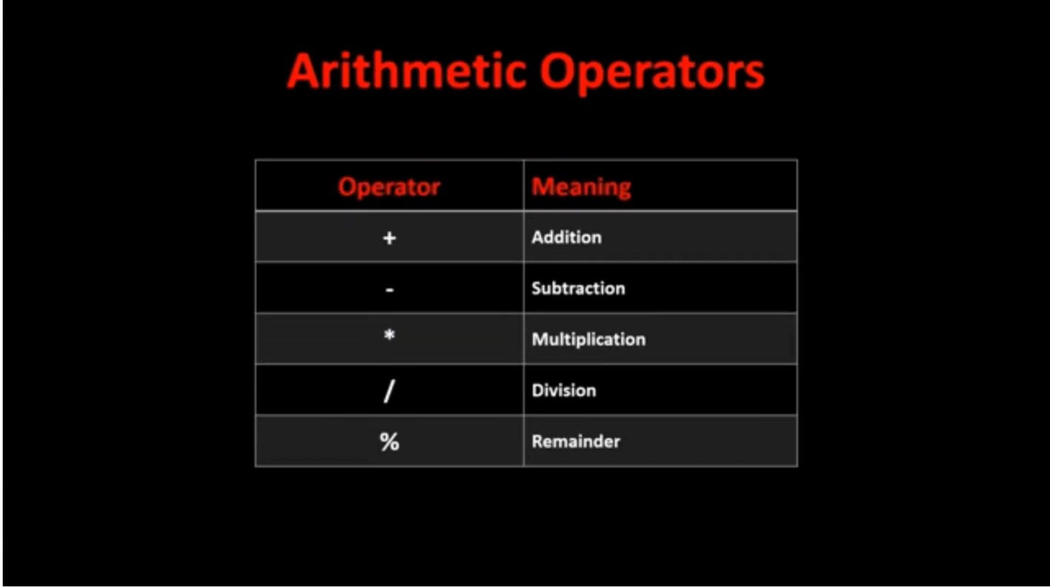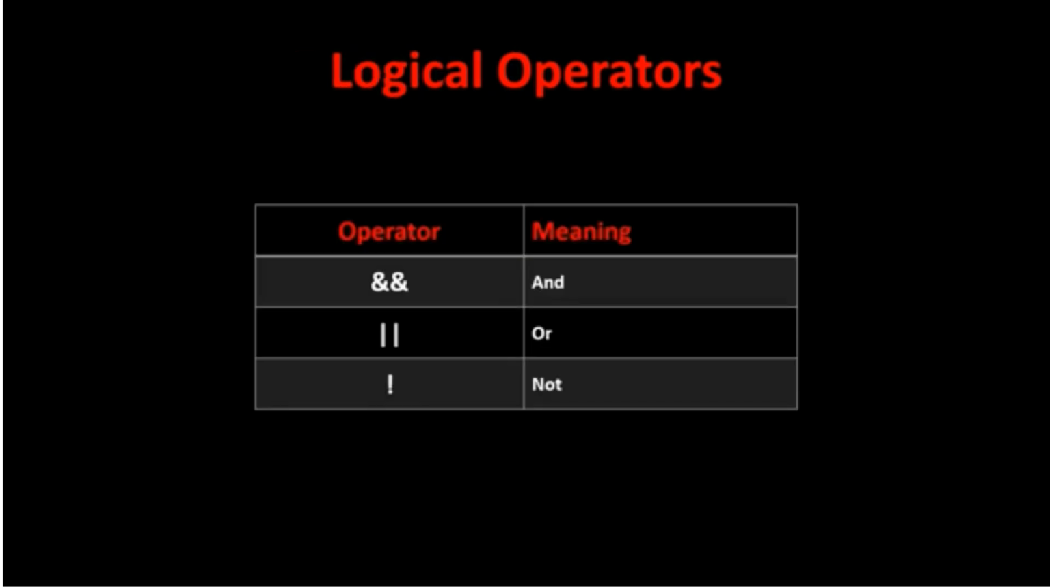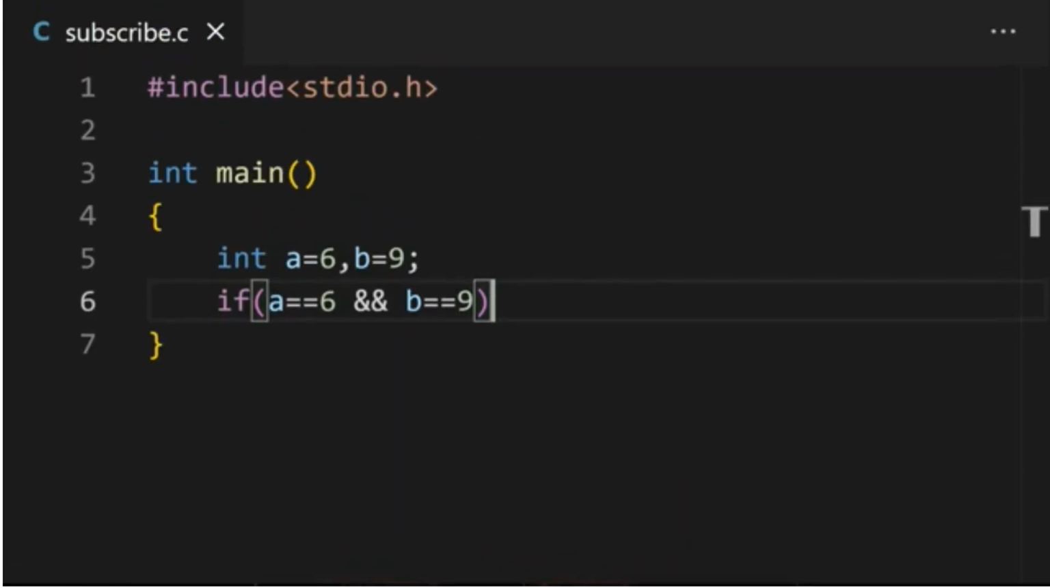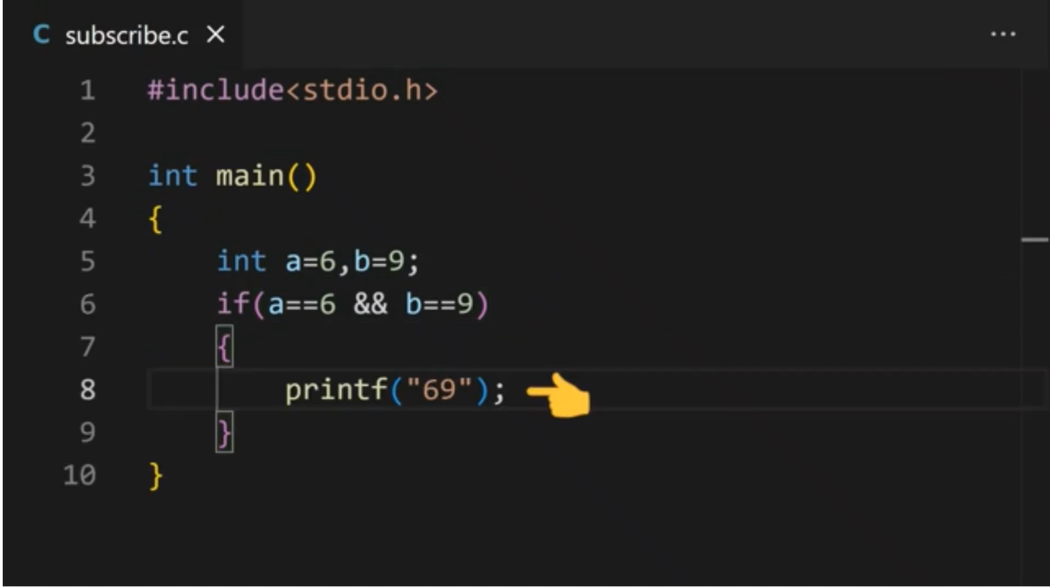We can use these operators in C language for basic arithmetic operations. These relational operators are for comparing the values of the variables, and these logical operators are for combining two or more expressions. Like if a equals 6 and b equals 9, then run these statements. Here, if the value of a is 6 and the value of b is 9, then the code in the if statement will be executed.